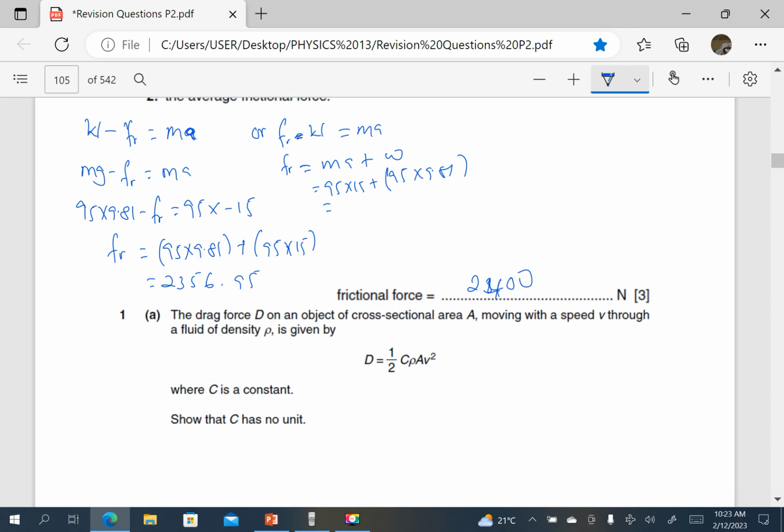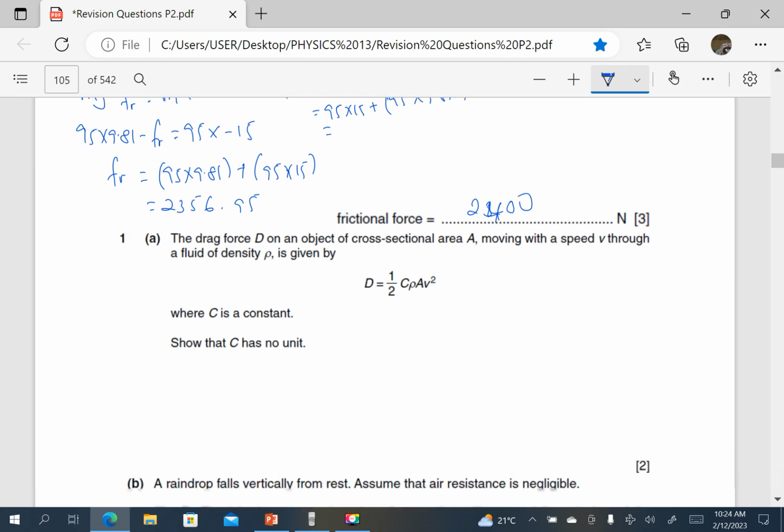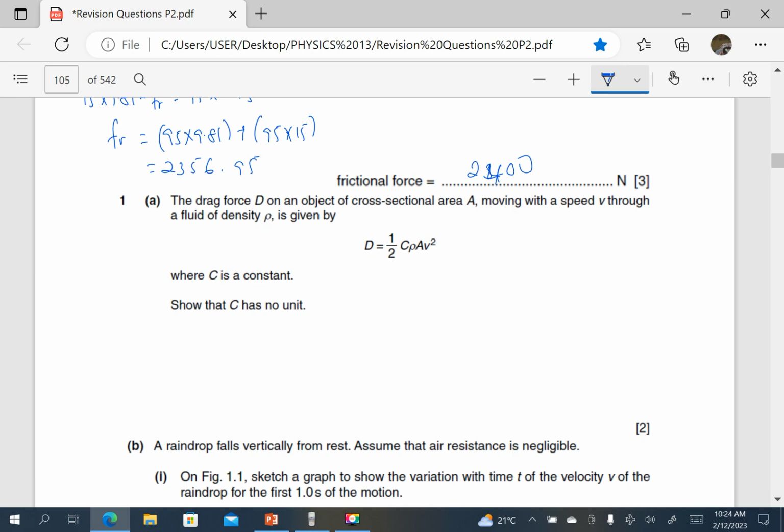The drag force D on an object of cross-sectional area A moving with a speed v through a fluid of density rho is given by that expression. Show that C has no units. So I make C the subject straight away. C is going to be twice D divided by density, area, v squared. That is making C the subject. D is force.